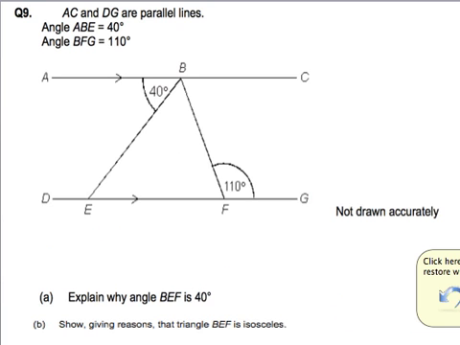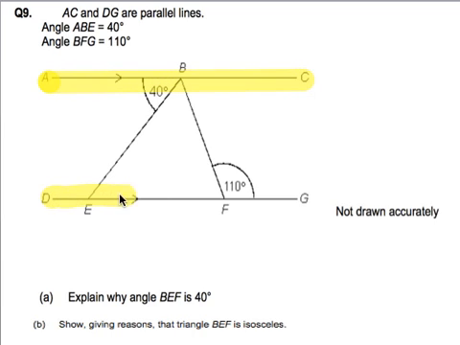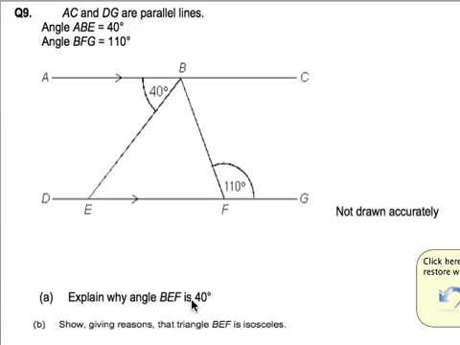Okay, Ross, final question for today then. AC and DG are parallel lines, so can you point out those lines for me? A and D to G. Okay, so AC and DG are the parallel lines, okay? So explain then to me, Ross, why angle BEF is 40 degrees. First of all, though, can you point out angle BEF to me? Just that, yeah. Okay, so that angle is angle BEF.